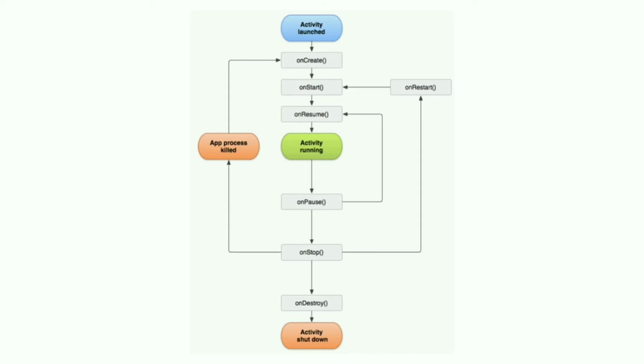OnStop callback is called when the activity is no longer visible. OnRestart callback is called when the activity restarts after stopping it. OnDestroy is called before the activity is destroyed by the system.